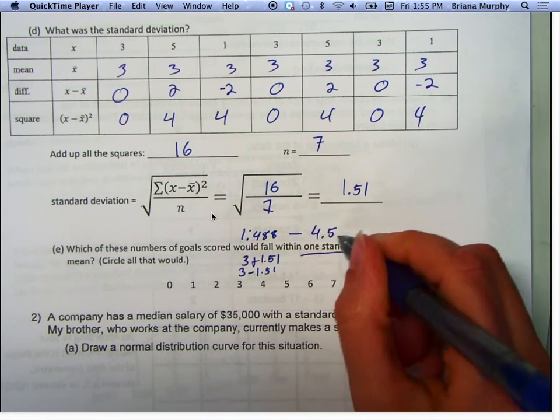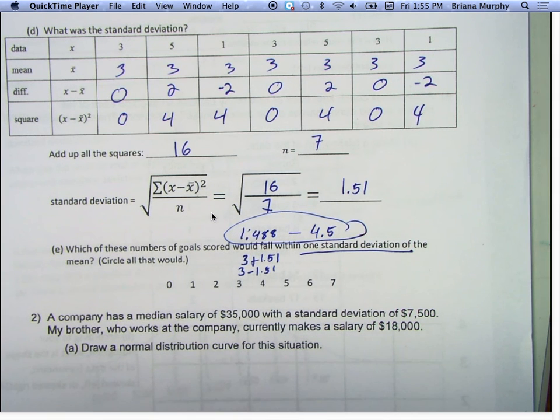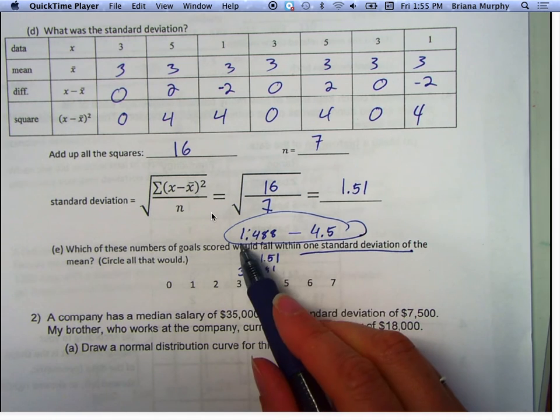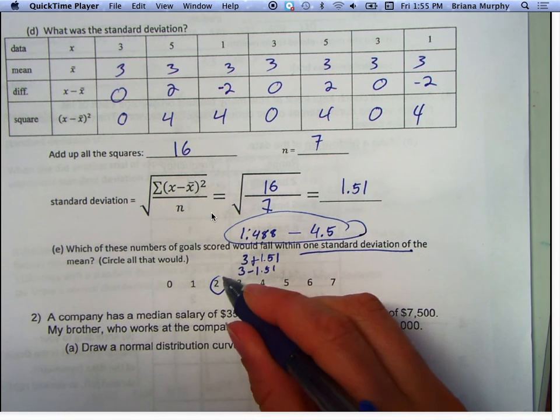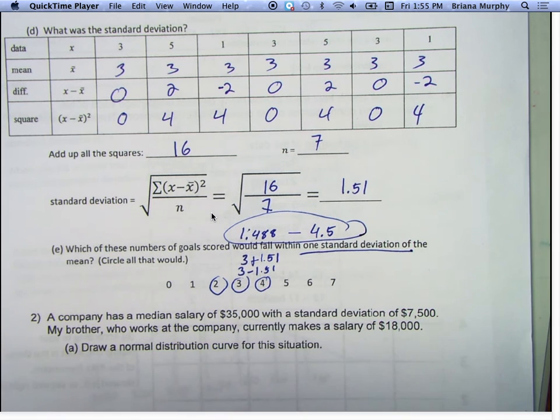Well, I know to get one standard deviation, it has to fall between those points. So I took the mean and I added the standard deviation. I took the mean and I subtracted the standard deviation. And then I said, which of these numbers fall between one standard deviation? So it's greater than 1, but less than 4.5. So those 3 numbers are between the standard deviation.